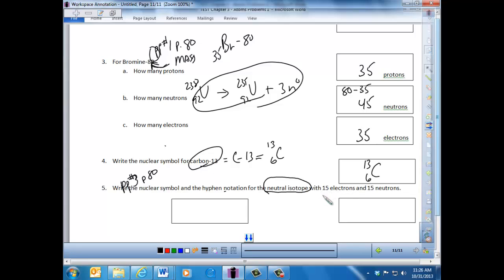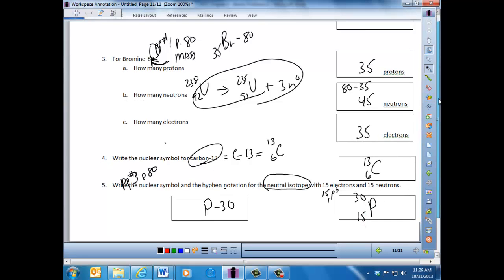If you have 15 protons, that's the symbol for a proton, then what's the element? It's phosphorus. The hyphen notation is just the symbol and the mass. The nuclear notation gives you the atomic number, the number of protons, and the mass here. So that would be the nuclear notation. Okay? Any questions about those?